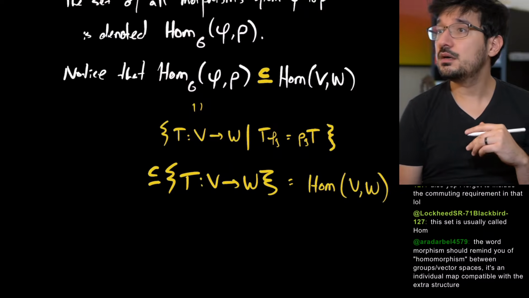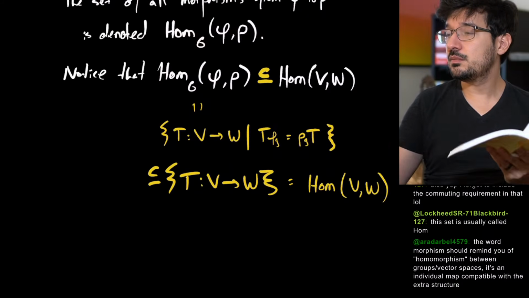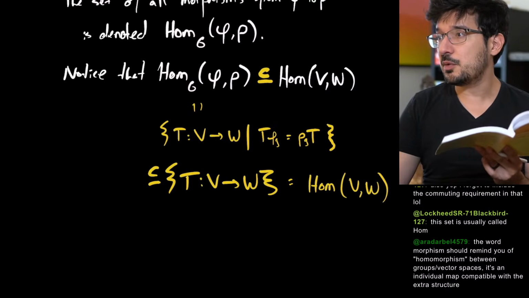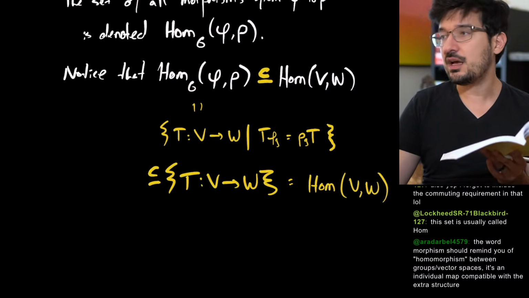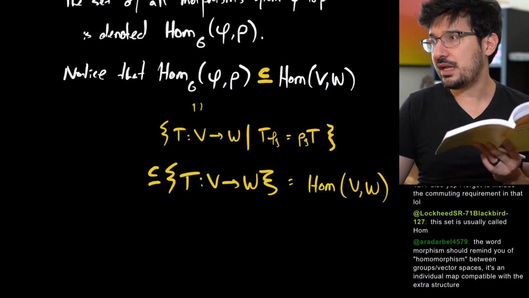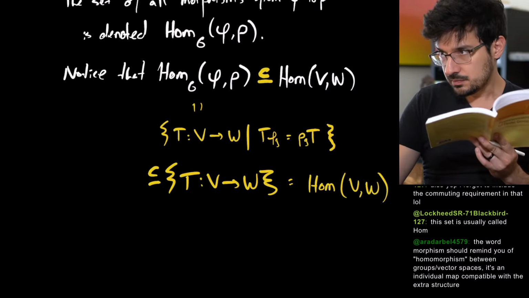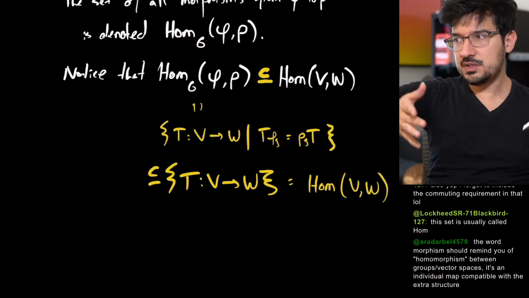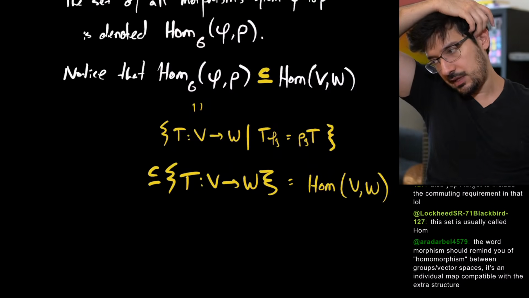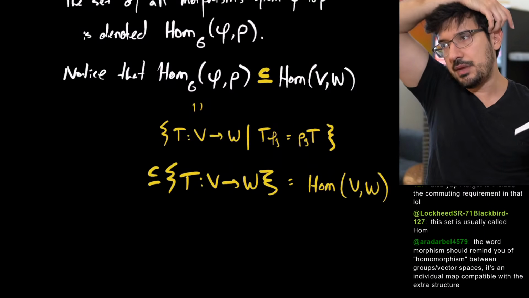Okay. The word morphism should remind you of homomorphism between groups and vector spaces. Yeah. It's an individual map compatible with the extra structure. Yes, that's why I was thinking. I think that's where I'm coming from. That it should be a single map, right?